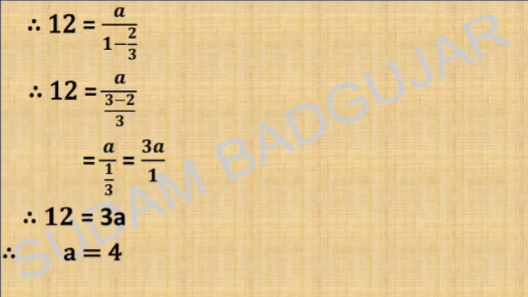Now here you have to simplify this denominator by taking LCM and cross multiplication. That is A upon 3 minus 2 upon 3. Okay, A upon 3 minus 2 upon 3, that is A upon 1 by 3, and that is nothing but 3A upon 1. So 12 is equal to 3A, so A is equal to 4. That's it. So we get the first term, A is equal to 4.